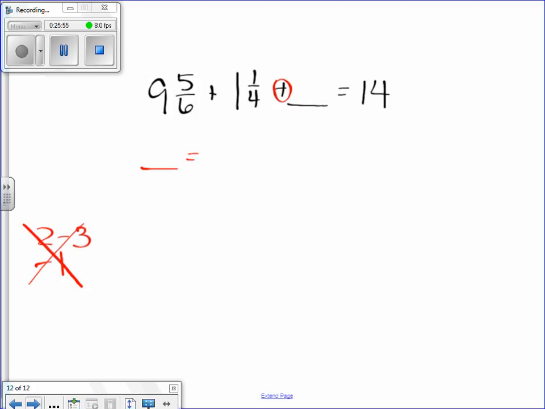Okay? Because we got to figure out what this blank is. So I still have my 14. I'm just taking all these numbers, this one and this one, and I'm putting them over here. I need the blank all by himself, so I can figure out what goes in that blank.